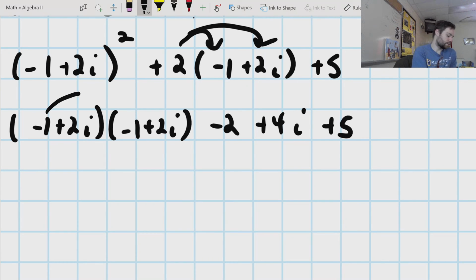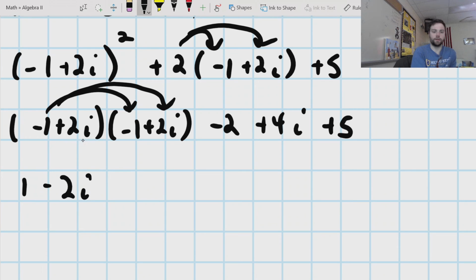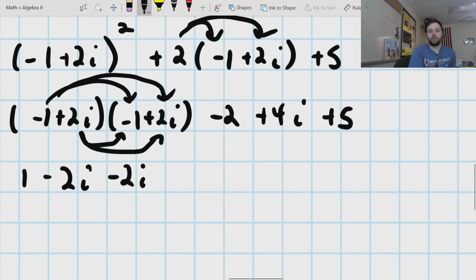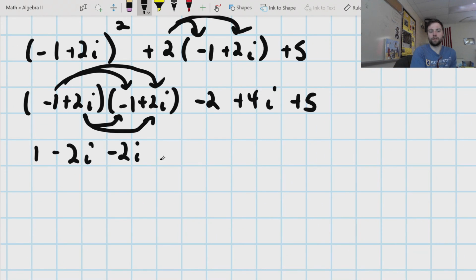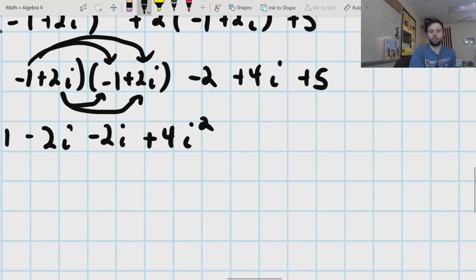So I've got negative 1 times negative 1. Negative 1 times 2i. So negative 1 times negative 1 is 1. Negative 1 times 2i is negative 2i. And then I've got 2i times negative 1 is another negative 2i. And then I've got 2i times 2i is positive 4i squared minus 2 plus 4i plus 5.